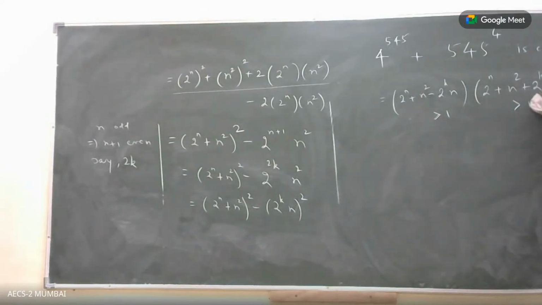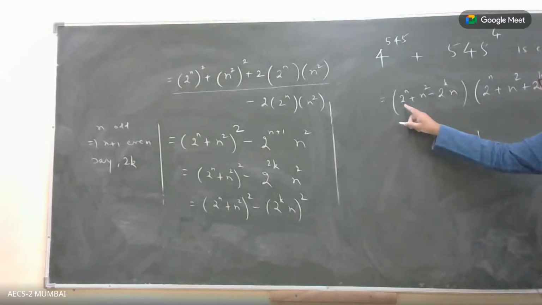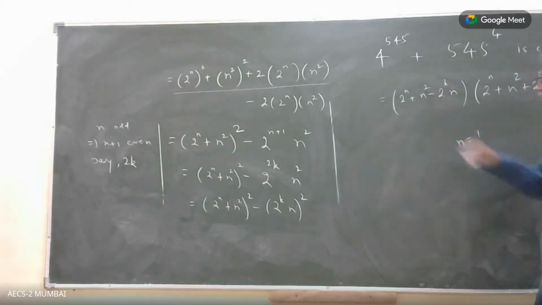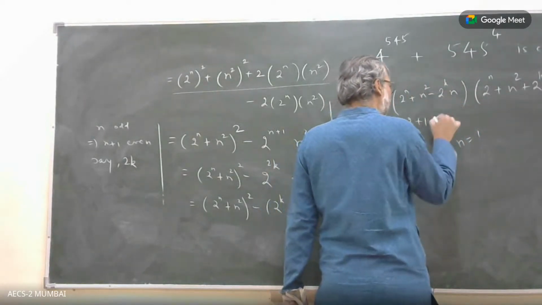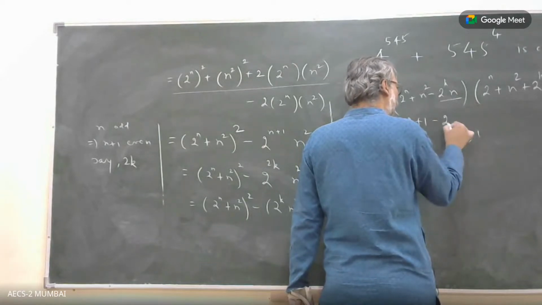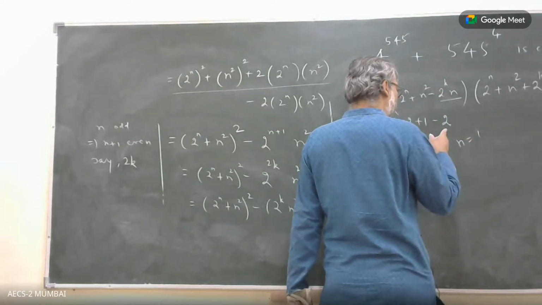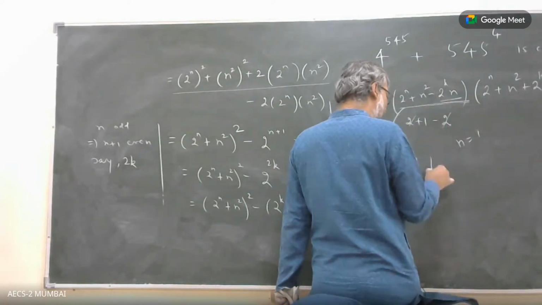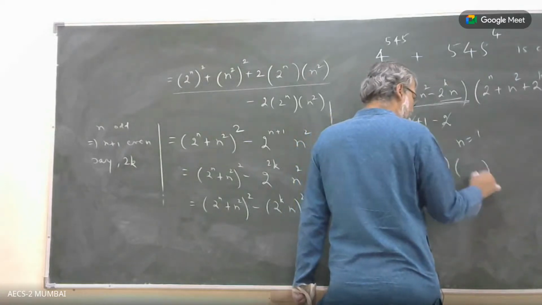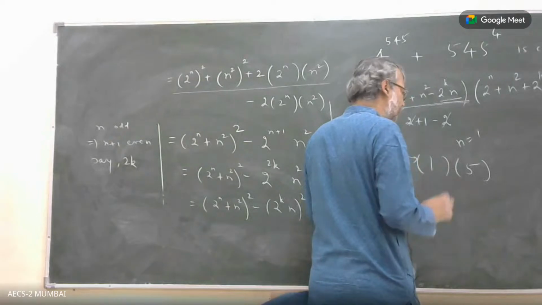Now take the fact that for n equal to 1, this is 2 plus 1 minus this term, which will turn out to be 2. N is 1, k is 1. So 2 plus 1 minus 2, and therefore this term turns out to be 1 into something. In fact, 1 into 5. So it turns out to be prime, not composite.